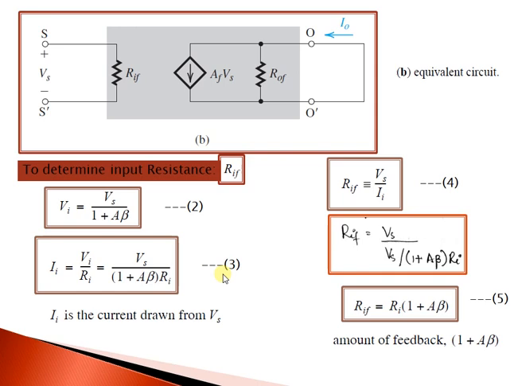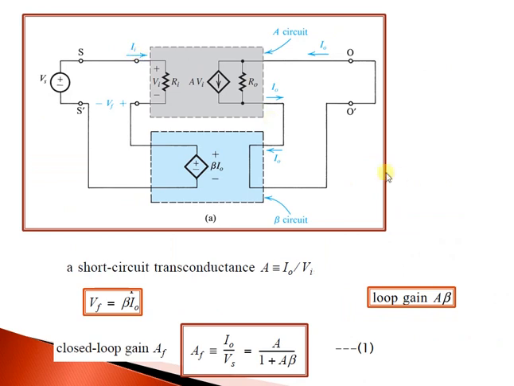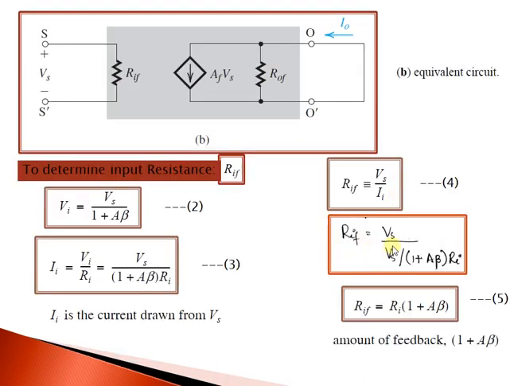The current Ii is the current drawn from Vs, and to compute the input resistance with feedback, we have Vs divided by Ii. That gives Rif equal to Ri times 1 plus A beta, denoted as equation number 5. From this we understand that Rif, the input resistance with feedback, is greater than the input resistance Ri by a factor of 1 plus A times beta.